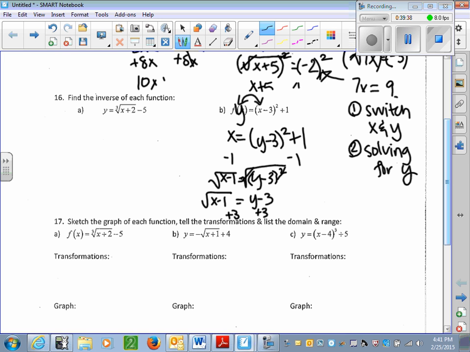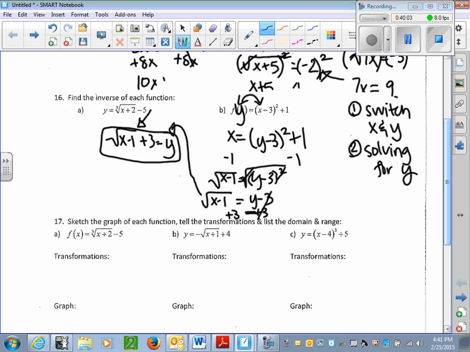We'll bring this up here. So that gives me the square root of x minus 1 plus 3, and be very careful. Notice where I stopped my radical sign. The 3 is not under the radical. Then on the right side, my 3's canceled. I'm left with just a y, so this equals y. So, this is my inverse equation.